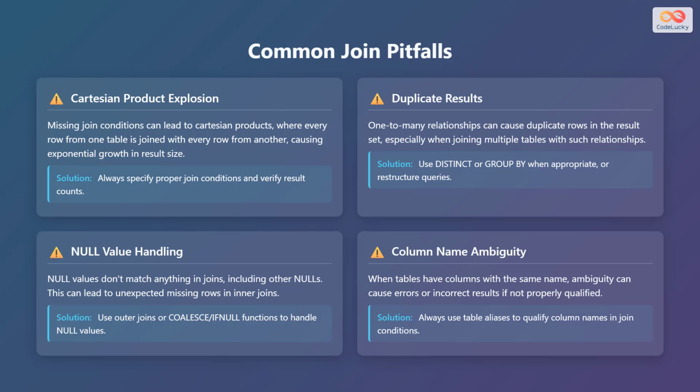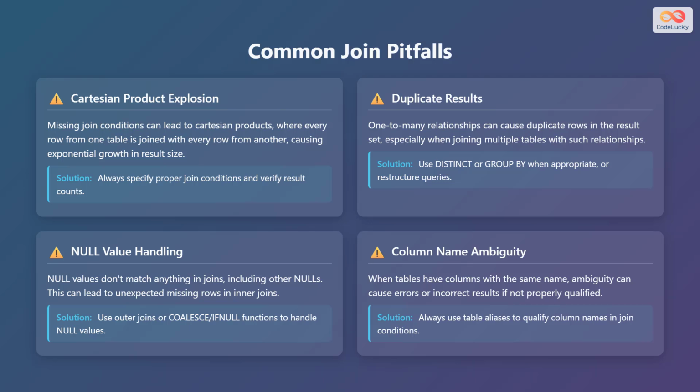Null value handling is also a common pitfall. Null values don't match anything in joins, including other nulls. This can lead to unexpected missing rows in inner joins. To handle this, use outer joins or coalesce/if null functions to handle null values.